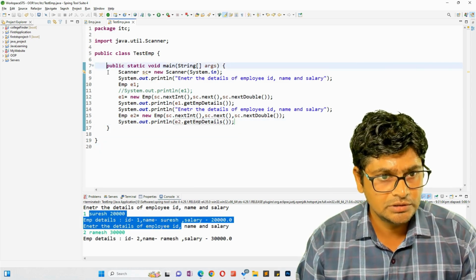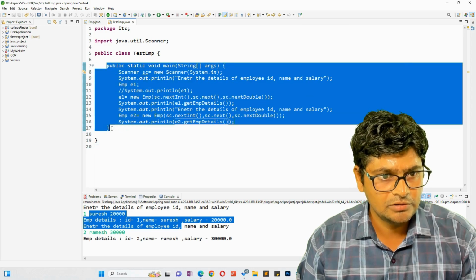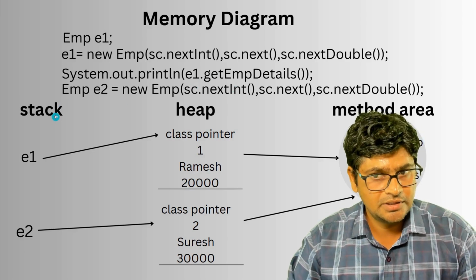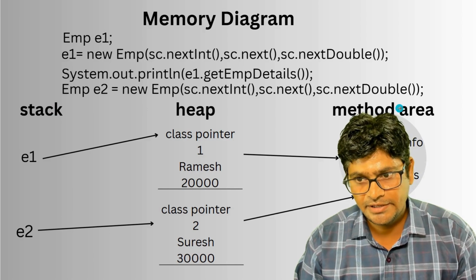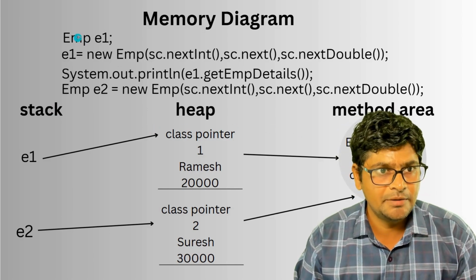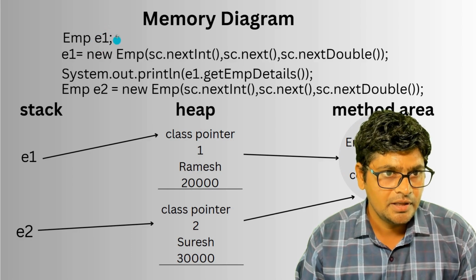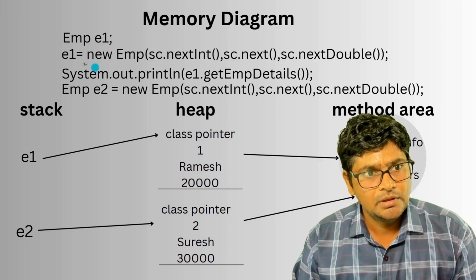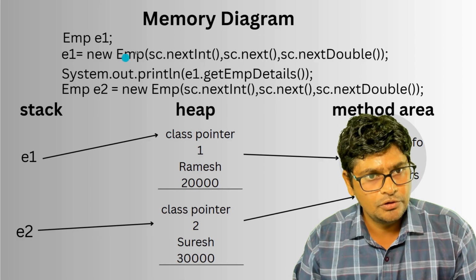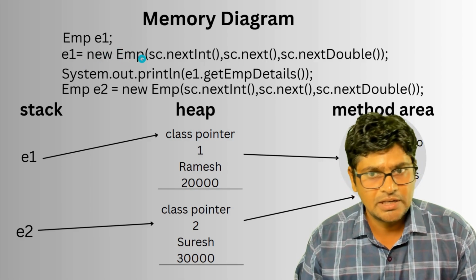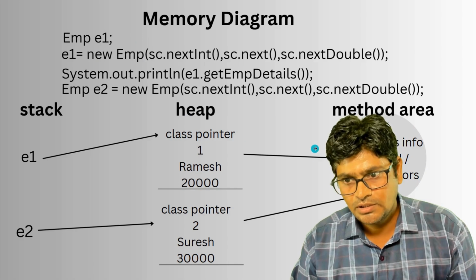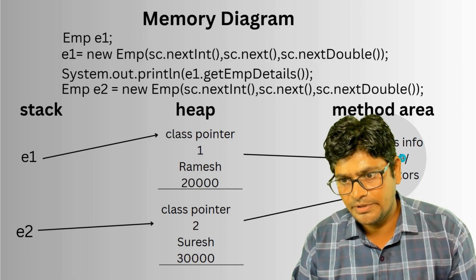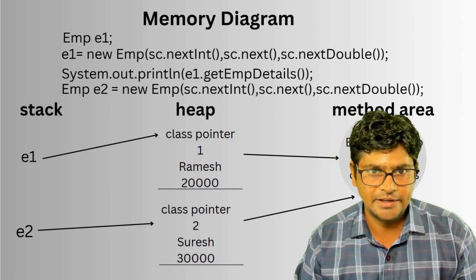Now let's see how the memory is allocated, or how the object is created on the heap. So this is the memory diagram. We have three memory areas: stack, heap and method area. Suppose Emp e1: here we have just created the reference type employee, so it gets memory on the stack. Now let's look at e1 is equal to new Employee, so we are creating the instance of the class. But before creating the instance, class loading happens in the method area. So the Emp class, having the information of methods and constructors, gets loaded in the method area.